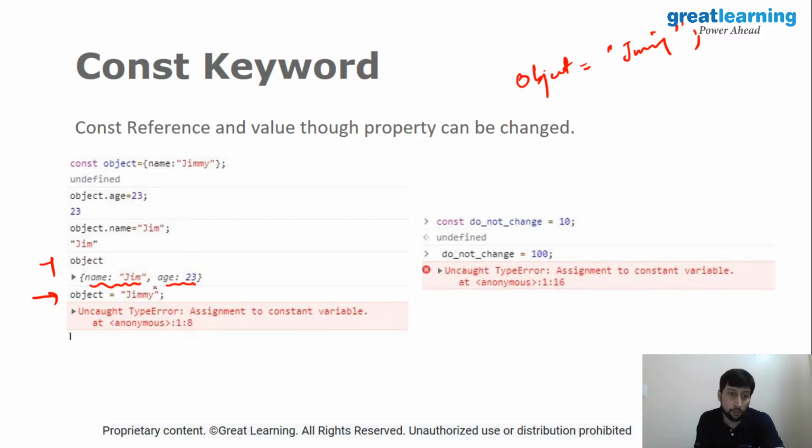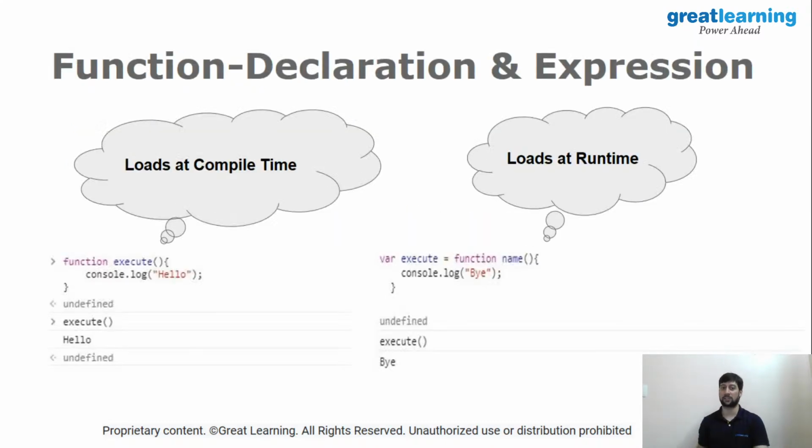Now you have tried to change its reference here. Again it specifies that assignment to a constant variable is not possible, so it will throw you an error. You need to keep this in mind, that the references do not change when you're dealing with constants. Now what about functions? This is one of the most important things in entire JavaScript.